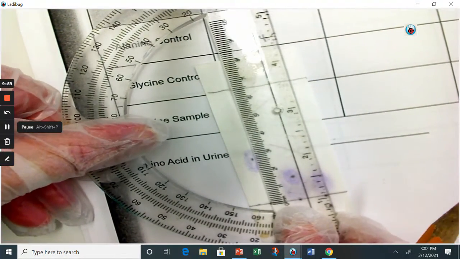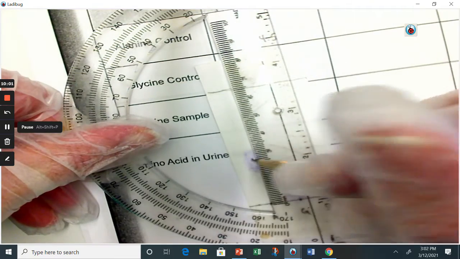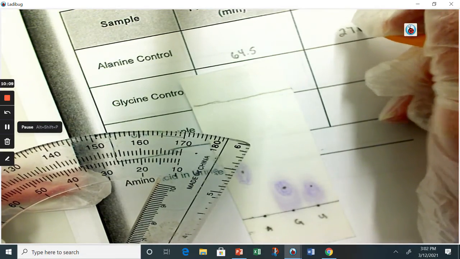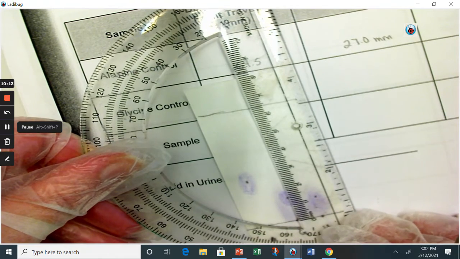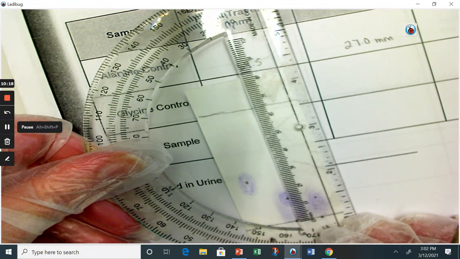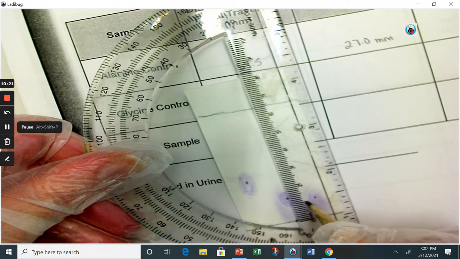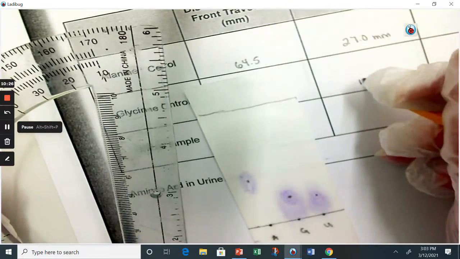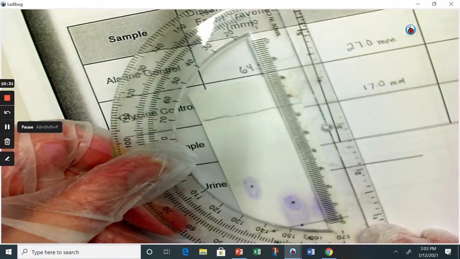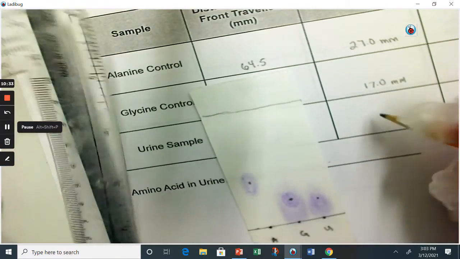Using the inside of my protractor, I gotta do it in millimeters. So I'm at 25, 26, 27. If I look at my glycine, I'm about here's 10, 15, 16, 17. And this is less, so this is weird, but it's the closest. This is at 15.